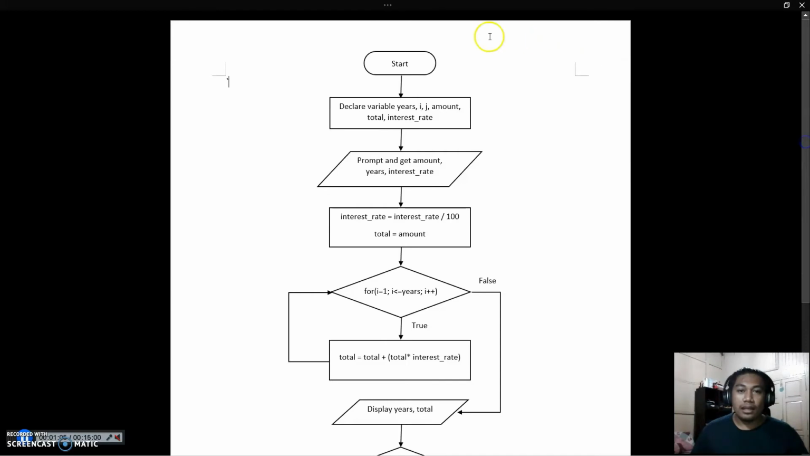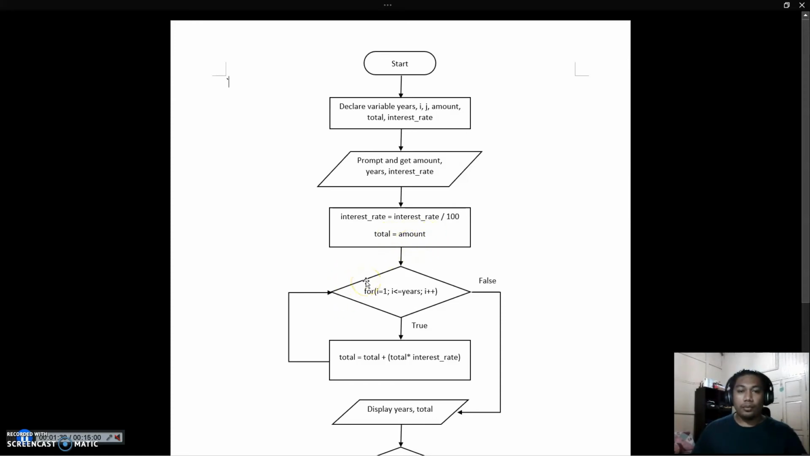So it begins with start, and then the variables are declared, where years, I, J, amount, total, interest rate are declared, and then we need to prompt and get the amount, years, and interest rate. After that, the interest rate is converted back into the normal decimal number. Need to change from the percentage to the normal decimal number. So interest rate will be divided by 100, and total is also declared equal to amount.